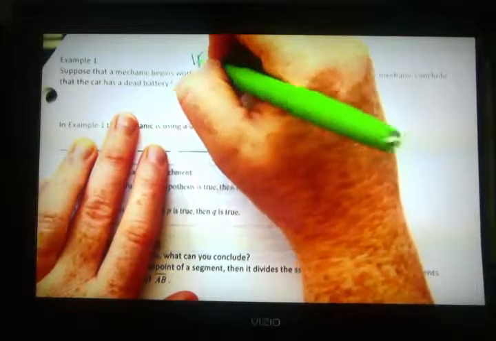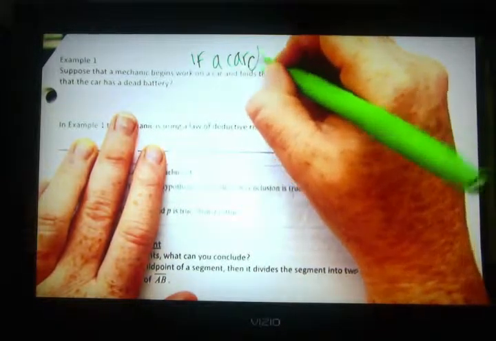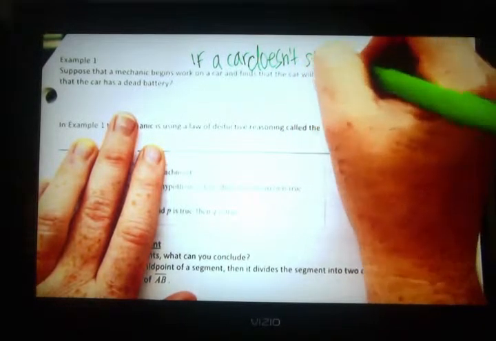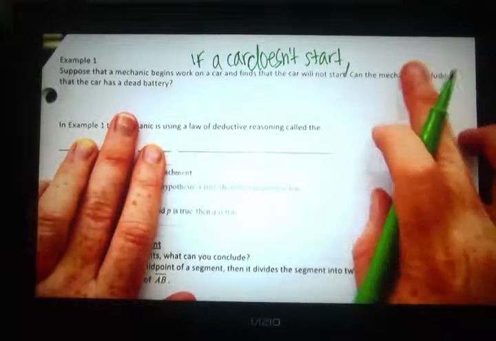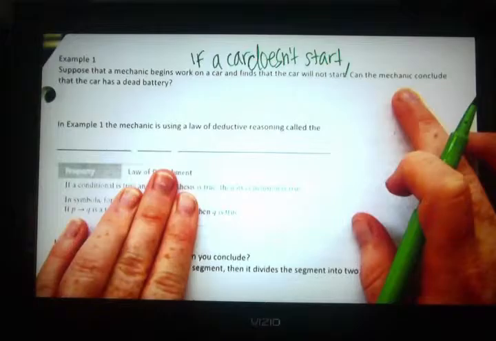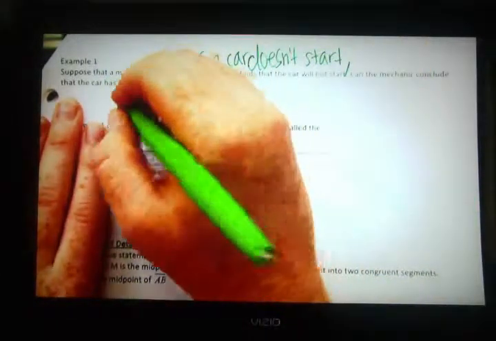Can you say, if a car doesn't start, can you conclude that the car has a dead battery? Okay, well no, you can't, because there are many reasons why a car can't start.